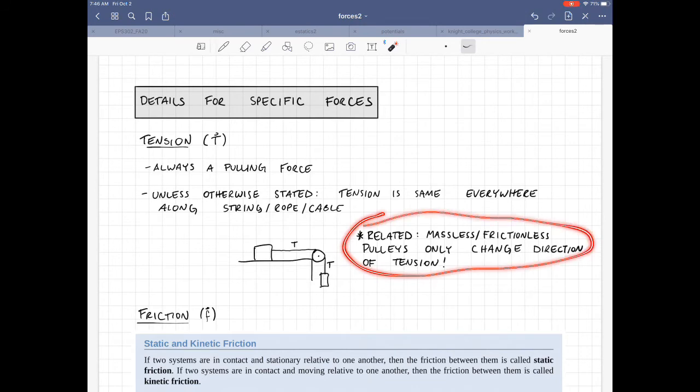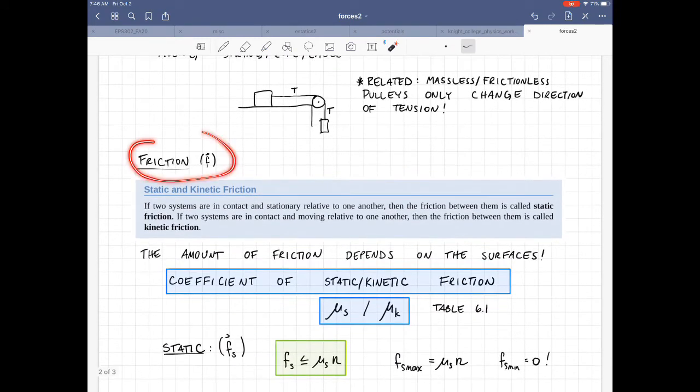Another thing that's related to tension has to do with pulleys. If your pulley is massless and frictionless, then pulleys only serve to change the direction of the tension force. Right now, in our introduction to forces and using our simplified approach, our pulleys are going to be massless and frictionless. What that means is that all the pulley does is change the direction of the tension force.